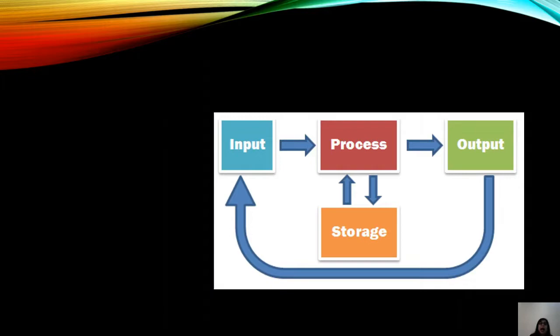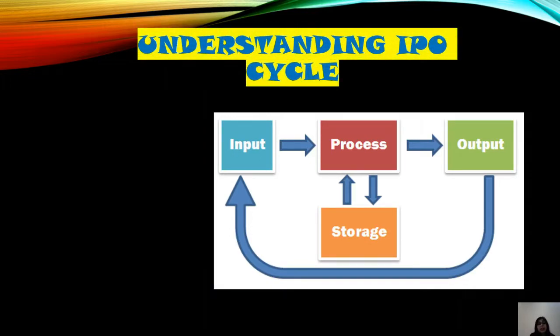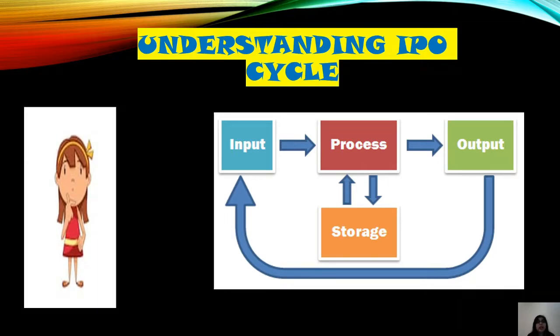Next, we move on to the IPO cycle. You must have heard the word input, process, and output many times. Have you ever thought what is the importance of IPO cycle? You will be amazed to know that the entire computer machinery works on the IPO cycle. How? Let us see. Let us take a layman example. I'll tell you how to make a good orange juice. So what do you do for that? You take the oranges as input, then you put them in a juicer, and what do you get? The output is a fresh glass of orange juice.